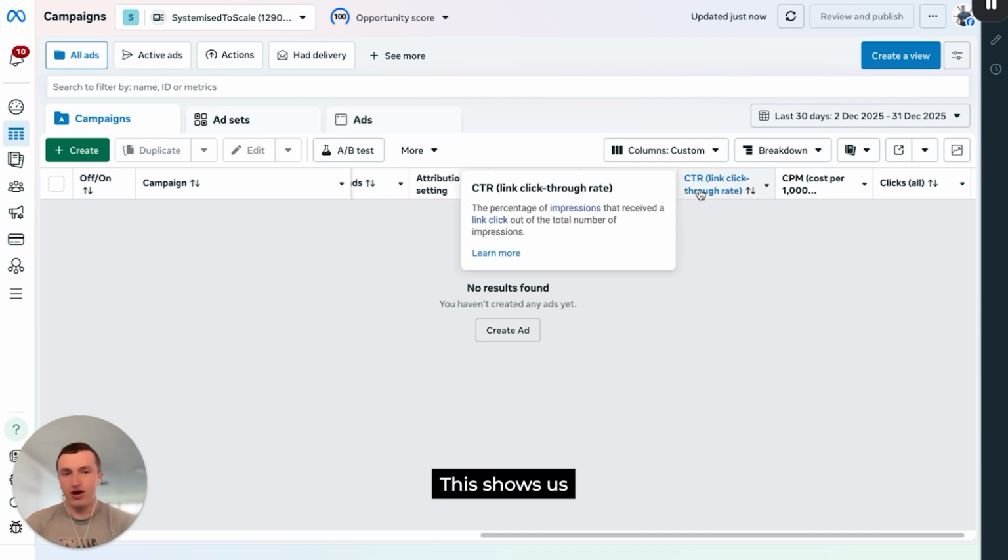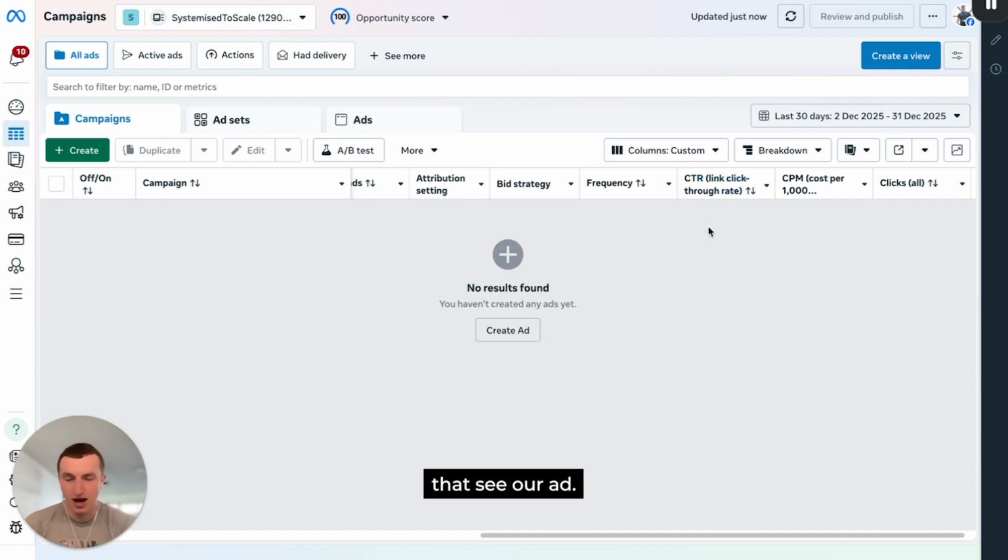CTR, link click-through rate, shows us the percentage of people that see our ad and click from our ad to whatever the call to action is. We want this to be 3% or higher. If it isn't 3% or higher, we want to change the ad to an ad that is going to get more engagement. If after testing lots of different ads we still aren't getting that click-through rate higher, either your ads are still too poor or your audience is wrong and you're showing ads to an audience that doesn't resonate with them.